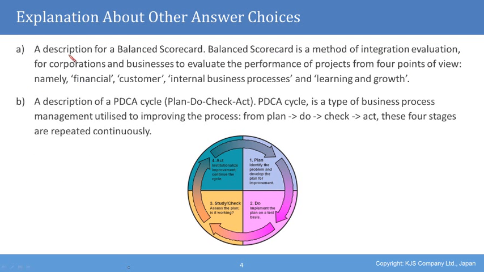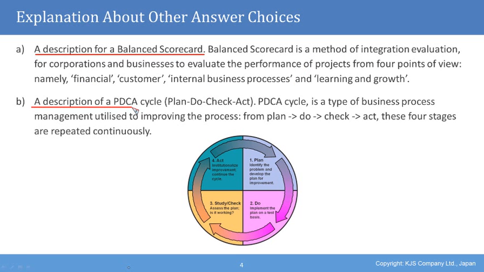Option A is a description of a balanced scorecard. A balanced scorecard is a method for integrated evaluation for corporations and businesses to evaluate the performance of projects from 4 points of view, namely financial, customer, internal business processes, and learning and growth.